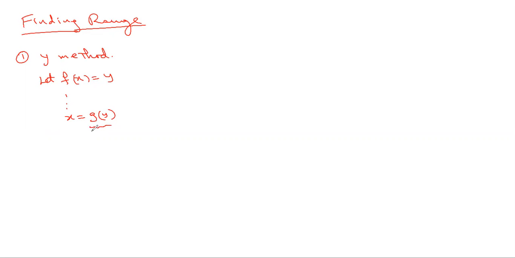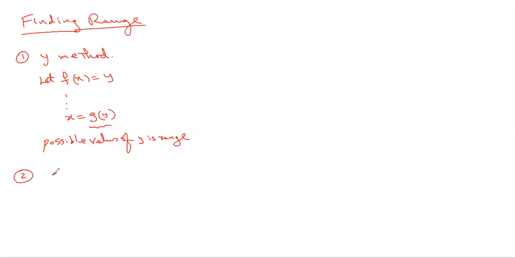The domain conditions mean the denominator cannot be equal to 0, and the expression under the root should be greater than or equal to 0. All such conditions you need to apply for g. If you apply the domain conditions for g, then you get the possible values of y, which is the range. This is the first method, and the second method is starting from the domain and then reaching the range.